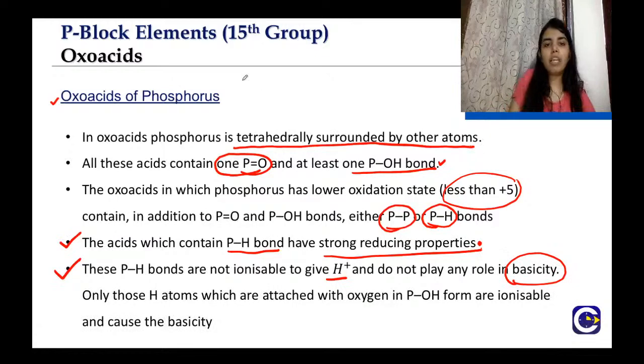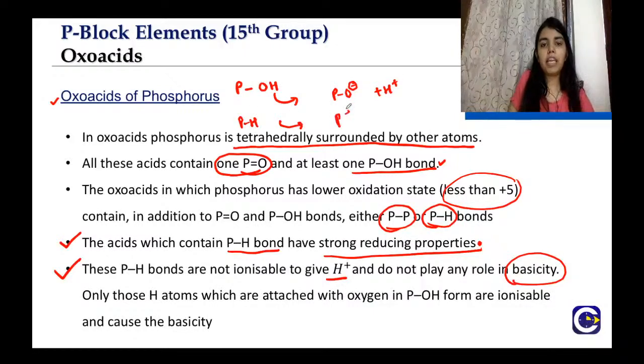So for example, if you see a P-OH bond, H+ will be released where there is a connection between the oxygen and hydrogen. It will form P-O- plus H+. But if you have a P-H bond, P- plus H+ is not formed, right? The P-H bond is only responsible for the reducing properties, while for the basicity the P-OH bond is responsible. Okay.